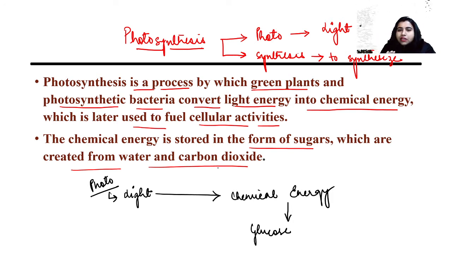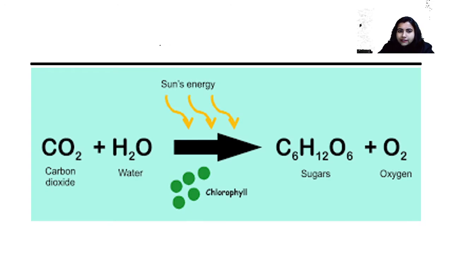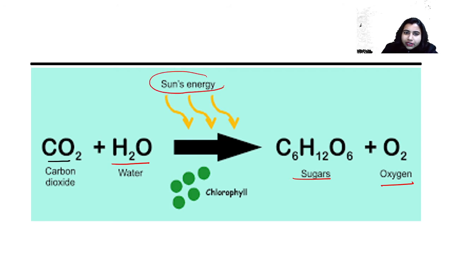So in simple terms, photosynthesis is the process by which plants utilize light energy and produce sugar. Clear everyone? Photo stands for light, synthesis means to produce, right? So by the utilization of light energy, the green plants and photosynthetic bacteria are able to produce sugar. This process we call photosynthesis. If you see this reaction, carbon dioxide and water are changed to sugar and oxygen in the presence of sun energy and chlorophyll.